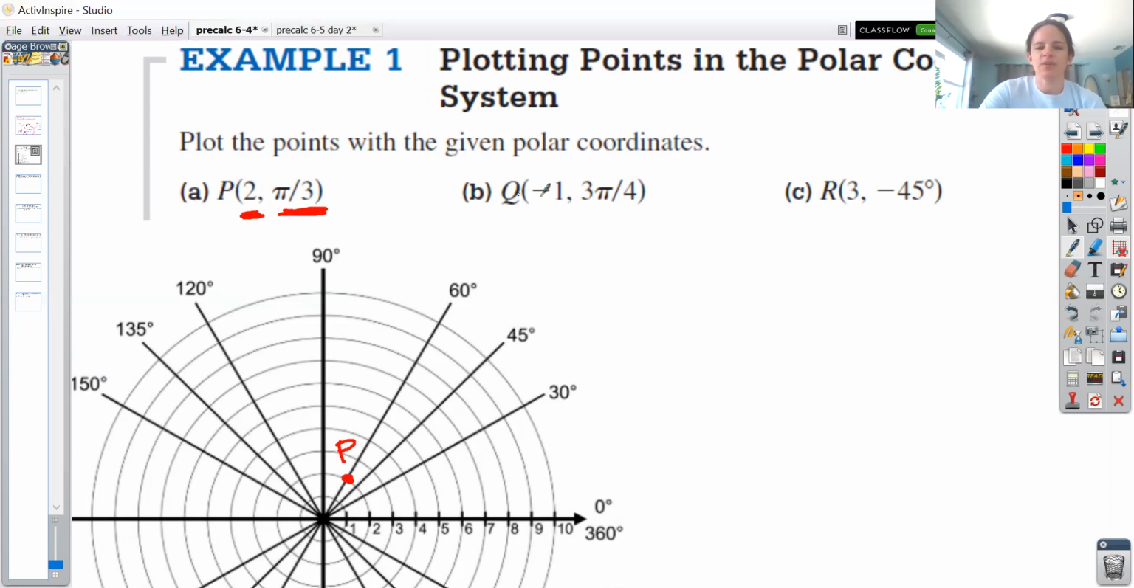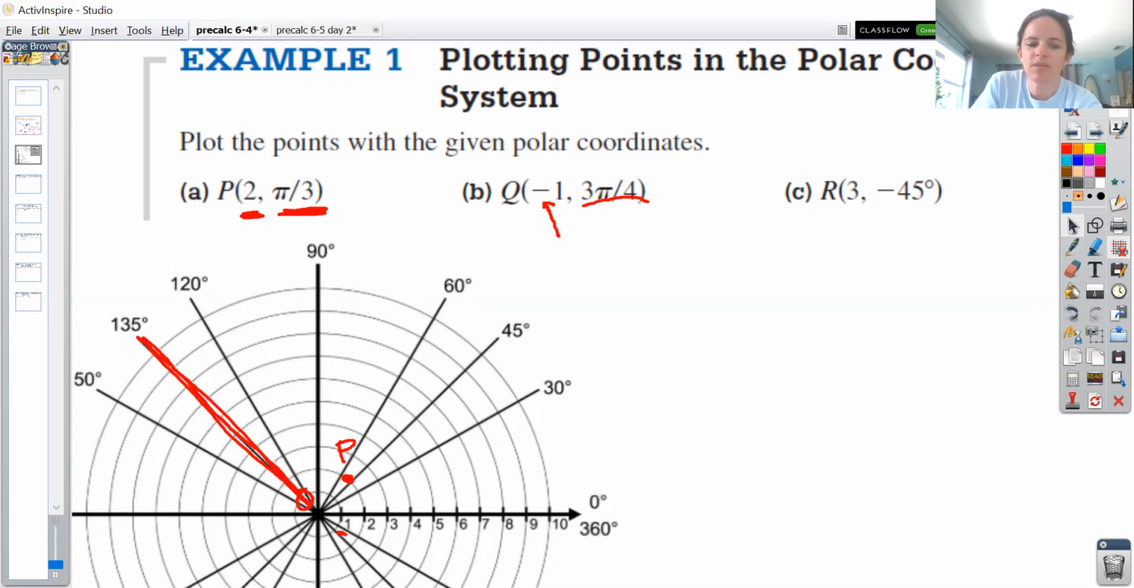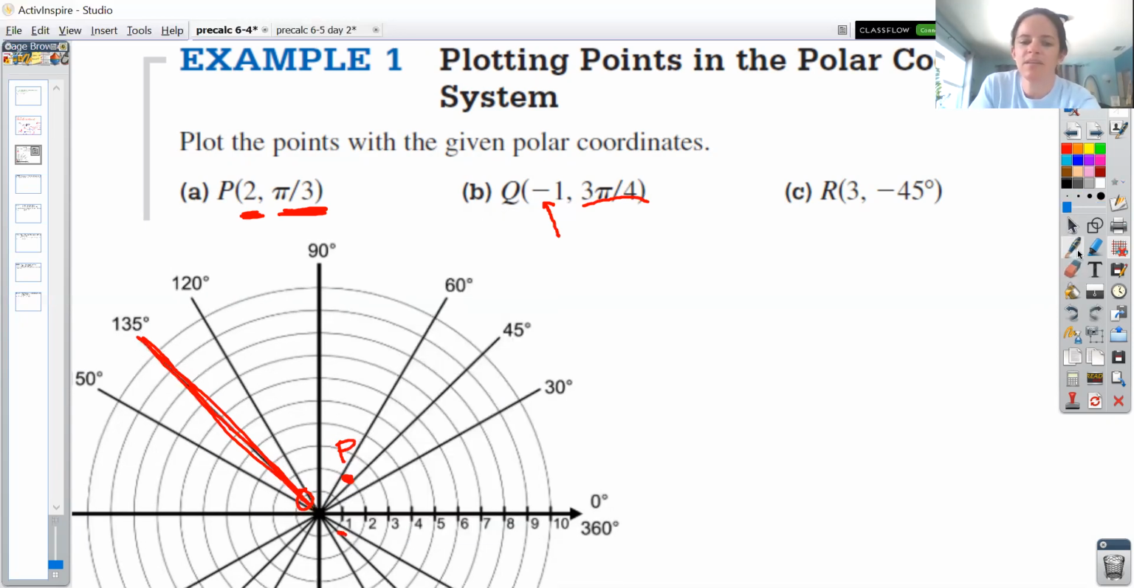Okay, so then for Q, notice that the radius is negative. What do you think a negative radius might do? Turns out we're going to go to the angle 3 pi fourths, which would be this angle right here, at 135 degrees. But then instead of going a radius of +1, which would land us there, we're going to go a radius of -1, which kicks it 180 degrees to the other side of the pole, and gives me this point that's right there. And so that would be point Q, which actually lands in quadrant 4.